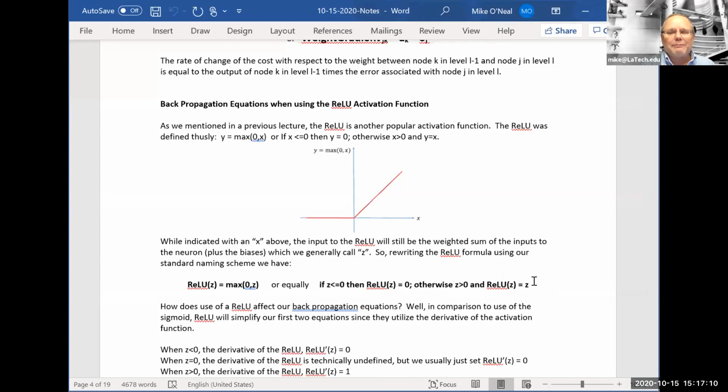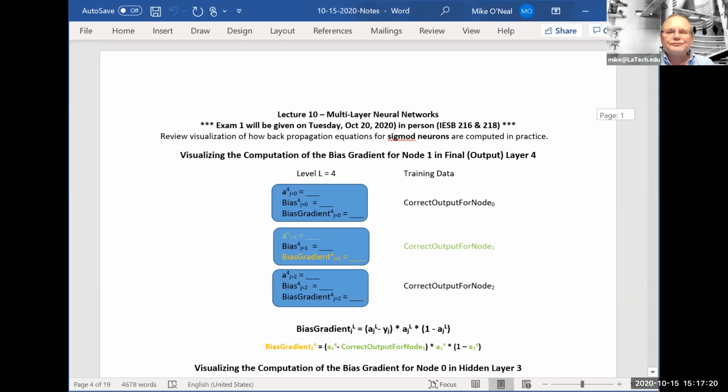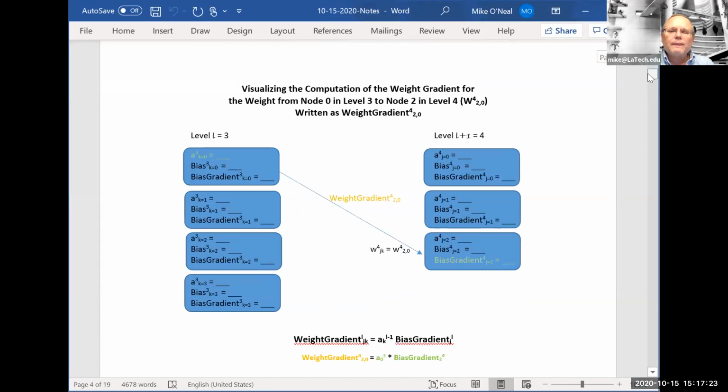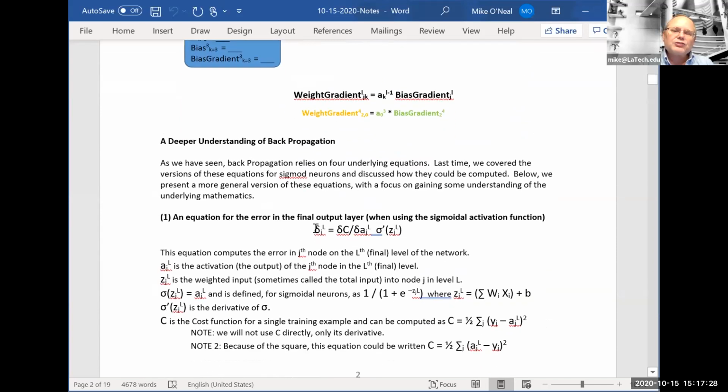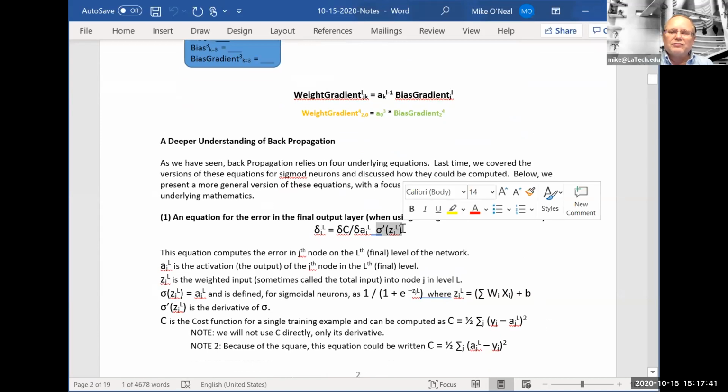Okay? Now, how does the ReLU affect our backpropagation equations? Well, it's going to simplify them. Because you'll remember, when we compute these things, the first equation for the last layer is the derivative of the cost function with respect to the output of the node times the derivative of the activation function. Well, the derivative of the activation function for sigmoid was output times 1 minus the output, right?